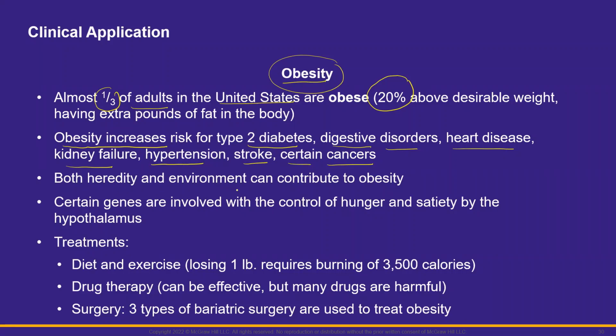Both heredity and environment can contribute to obesity. Certain genes are involved with the control of hunger and satiety by the hypothalamus. Treatment: diet and exercise. Losing 1 pound requires burning 3,500 calories. Drug therapy can be effective, but many drugs are harmful. Surgery: three types of bariatric surgery are used to treat obesity.